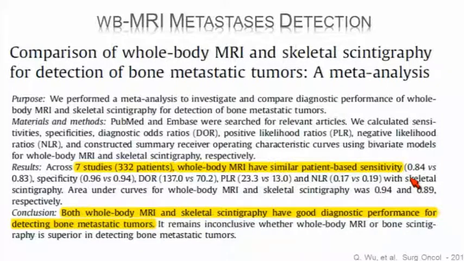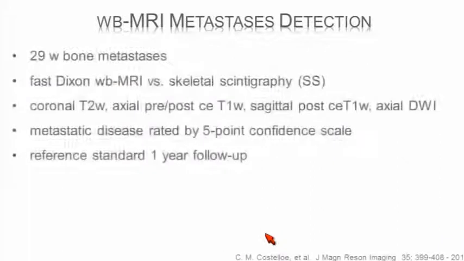So if that's the strong side of MR here, to detect bone lesions, it makes sense to look for bone metastases, and this meta-analysis did that. It looked at 7 studies that compared whole body MRI with skeletal scintigraphy, and basically found that both modalities perform in the same way and can replace each other.